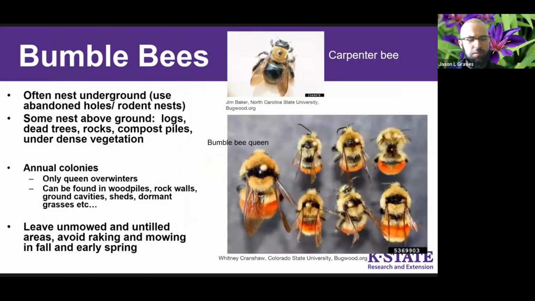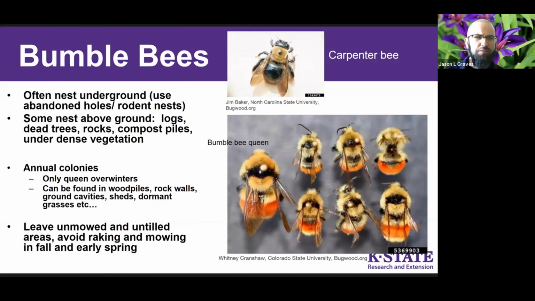I want to say a little bit about bumblebees. Bumblebees often nest underground. They're kind of a little bit in between. They're actually a little more adaptable, which should be encouraging to us as gardeners, because we can really support bumblebees. They're pretty flexible, honestly, in where they can nest. We just have to be aware of what they need. Bumblebees will nest underground or above ground in cavities.